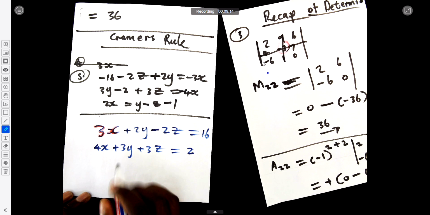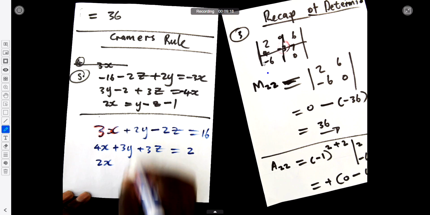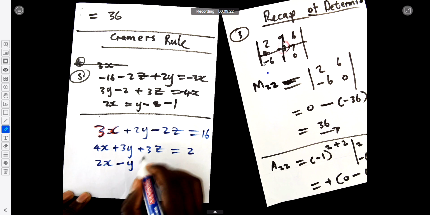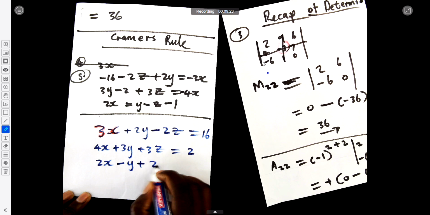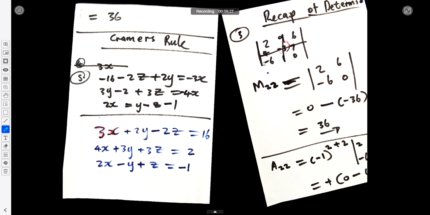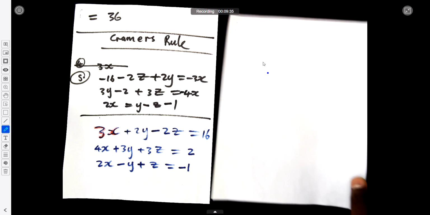And the last part, x is positive. The last step of the equation, then take y to the other side. Change the sign, minus y. z is going to be positive z, equals to, the constant remains on the right-hand side, it is still a negative value.